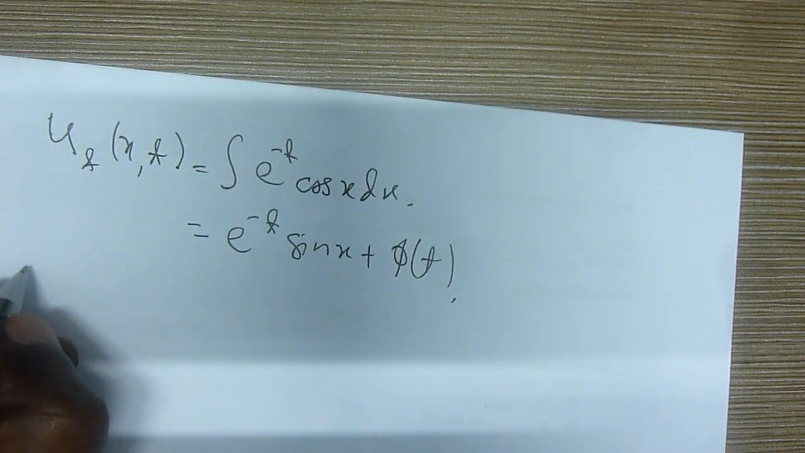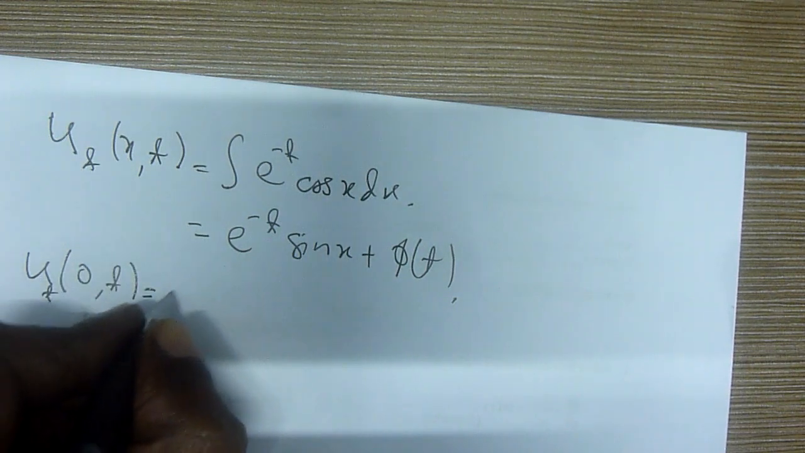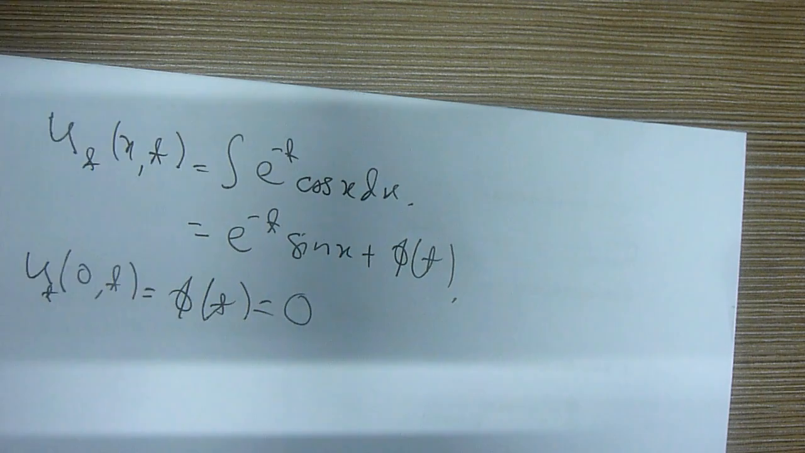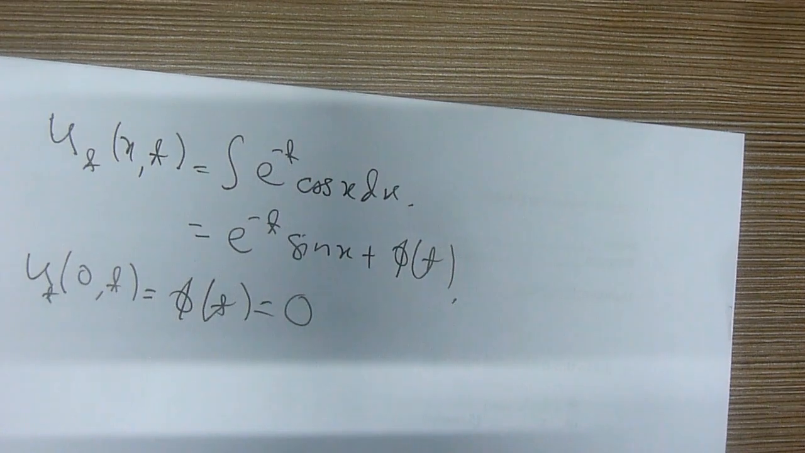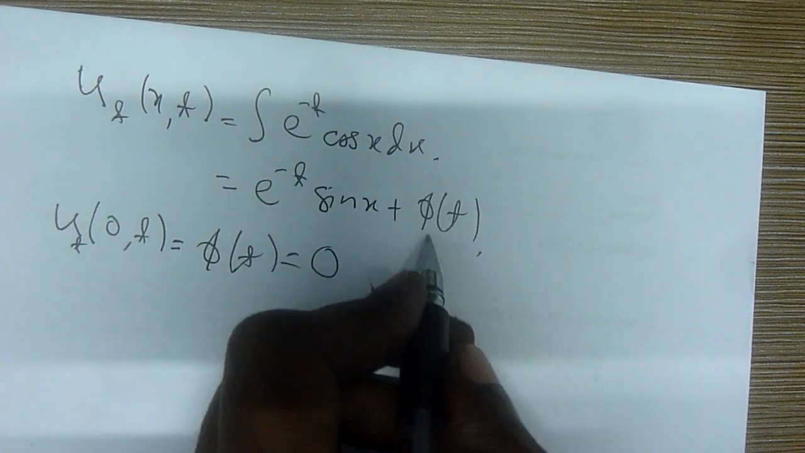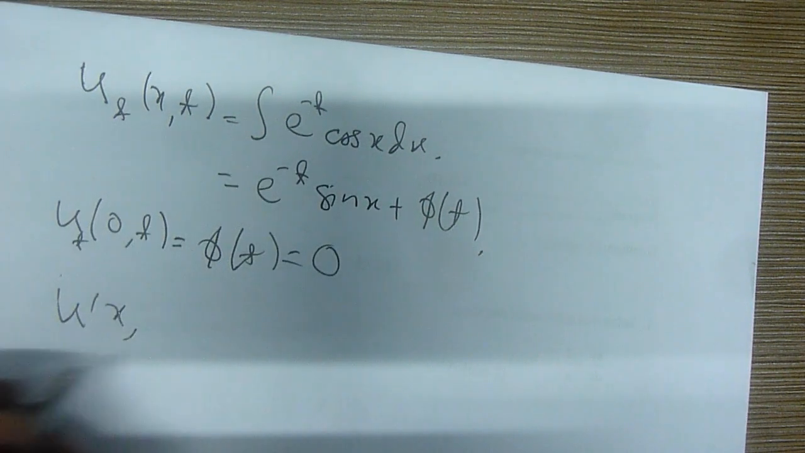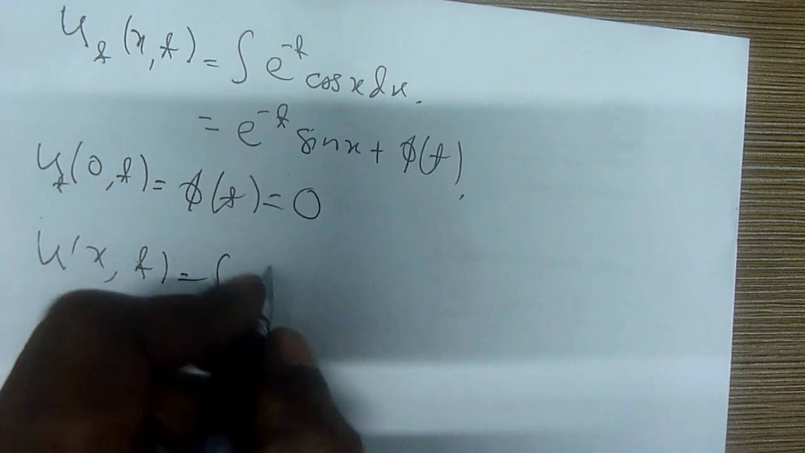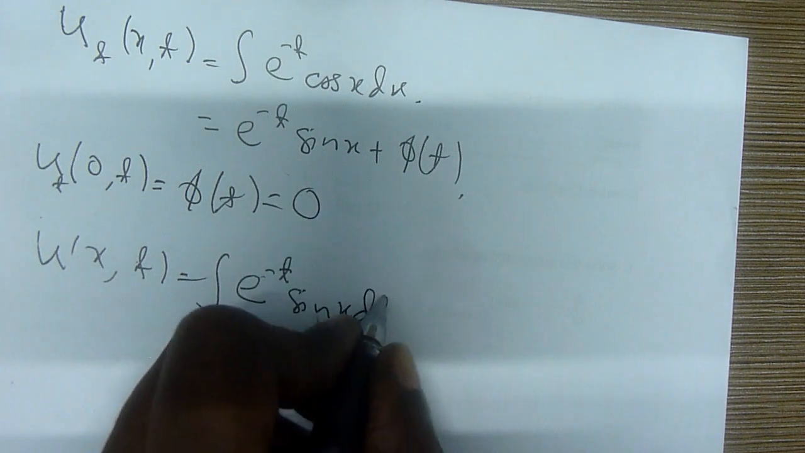Okay, now we know u(0, t) is 0. How do I know? This is 0, okay, 0 for all t. I'll continue with that. Then I integrate further with respect to t and I will get sin x dt.